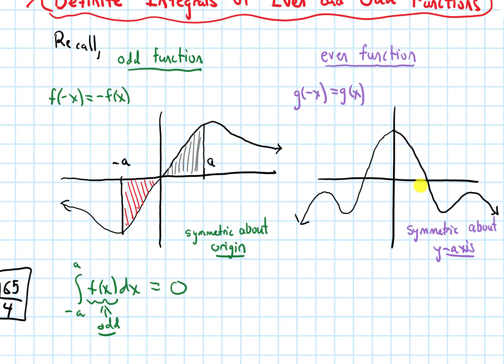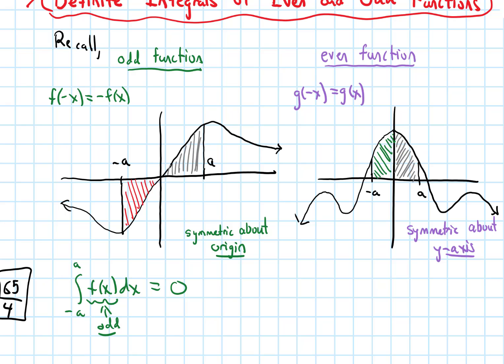Okay, if I do the same thing with my even function, if I integrate from negative something to positive something, let me draw in that region. So on the right side of the y-axis, I'd have something like this. But on the left side of the y-axis, we'd have this region. And this time, these are exactly the same, and they have the exact same sign. In my picture, they're both positive.